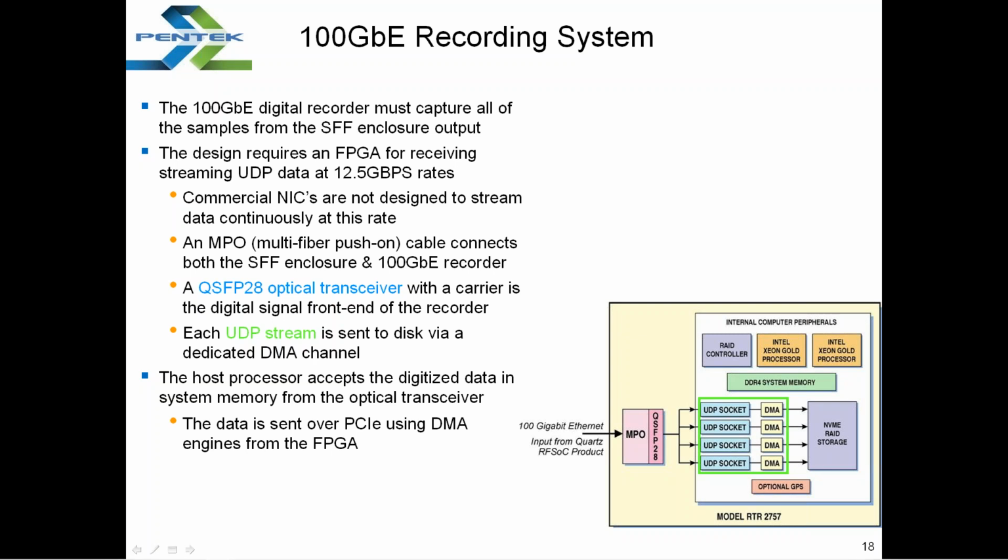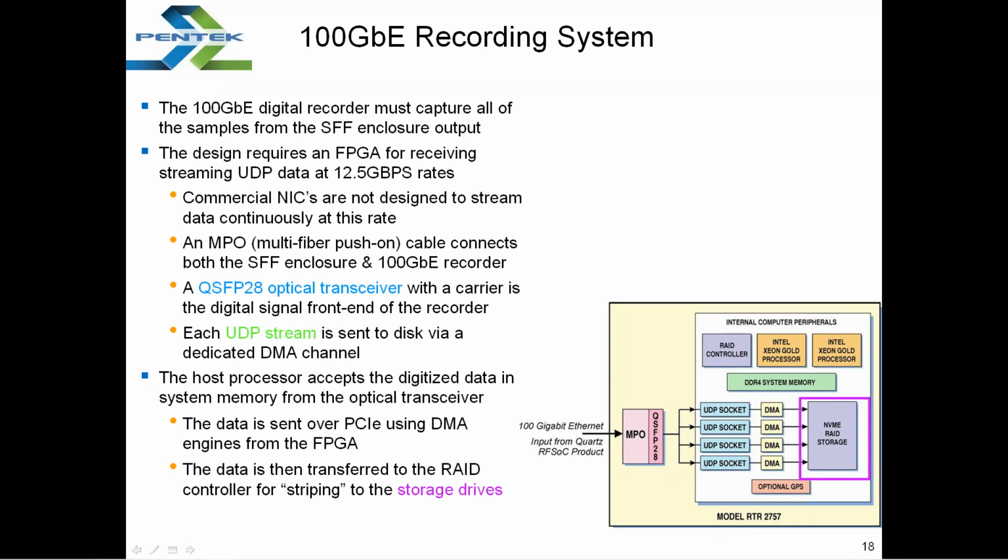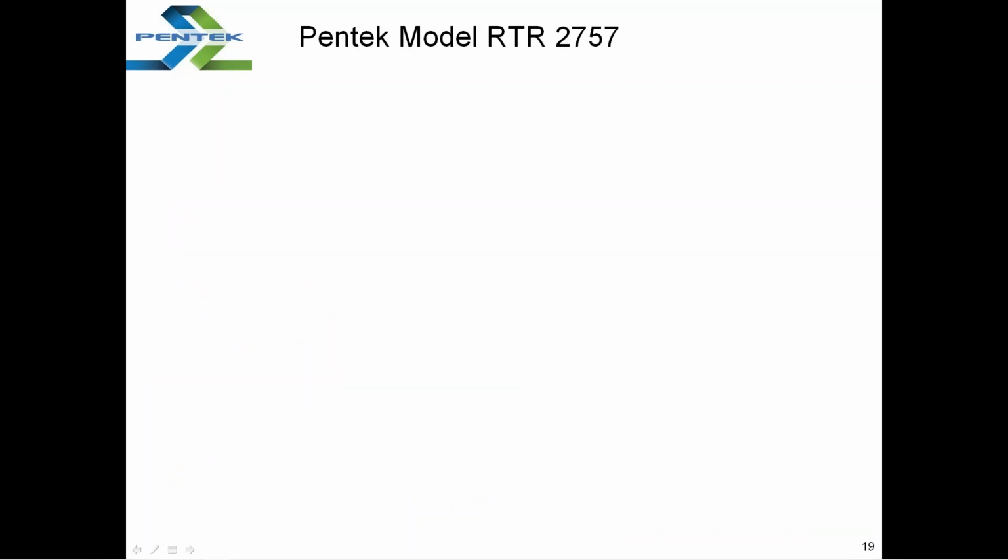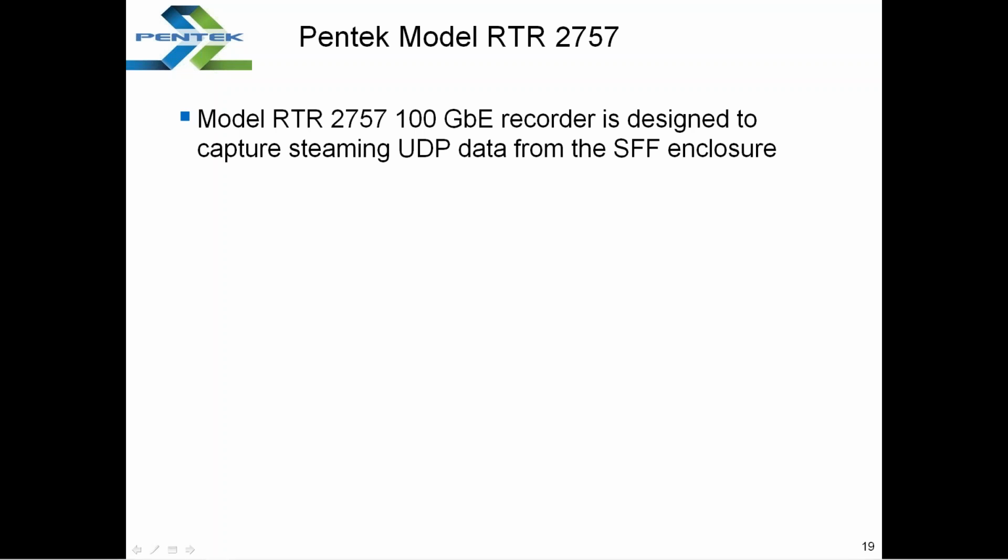The host processor accepts the digitized data in system memory from the optical transceiver. The data is then sent over PCIe using DMA engines from the FPGA. And finally, the data is transferred to the RAID controller for parallel striping to the storage drives, and that's in the purple rectangle. The specific model is the Pentek RTR 2757.